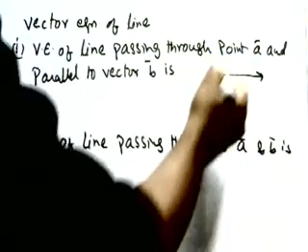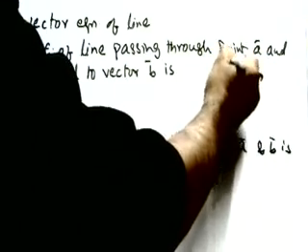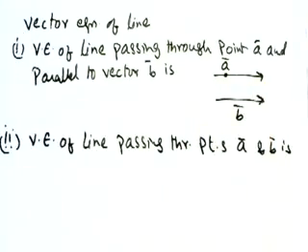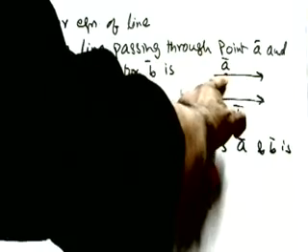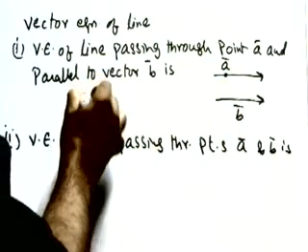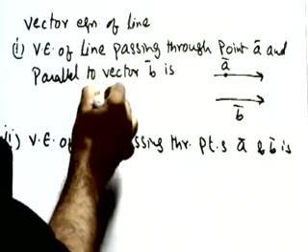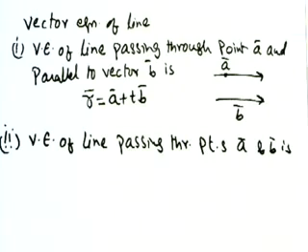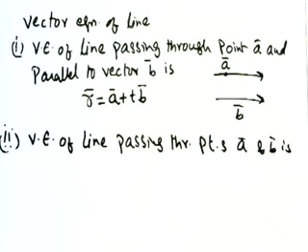Suppose you have to find the vector equation of a line passing through the point A and parallel to vector B. The vector equation will be r equals a plus t times b, where t is some scalar, some number. So the vector equation of a line passing through the point A and parallel to vector B is r equals a plus tb.